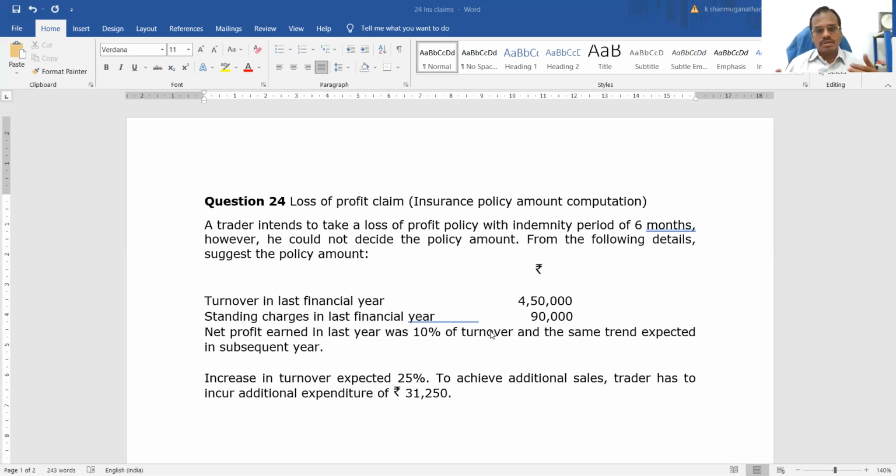Your GP rate will be 30%. As I was telling you just now, you are covering next year. You are covering a future period. So what should we do? The increase in turnover, increasing trend 25%, you should calculate on 4,50,000. And that is next year's sales. Calculate gross profit based on that. That entire gross profit you should cover. Then only it is risk-free for the given information. Add the additional expense, and the answer will come.